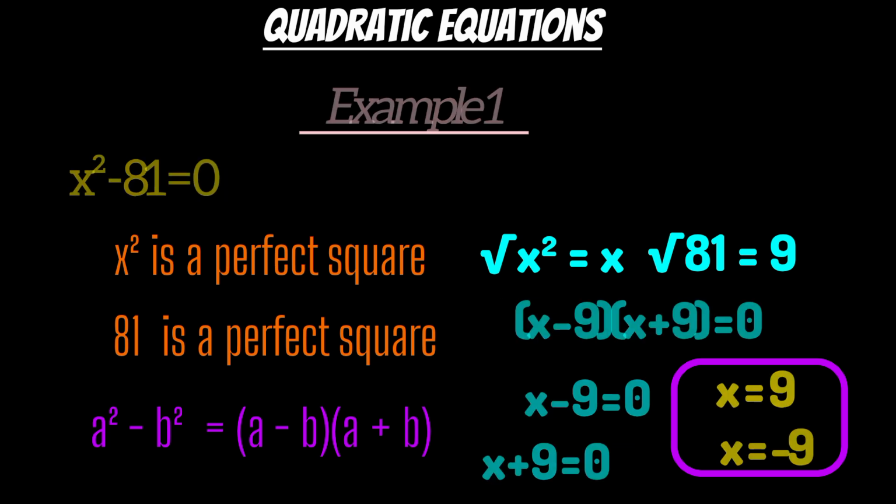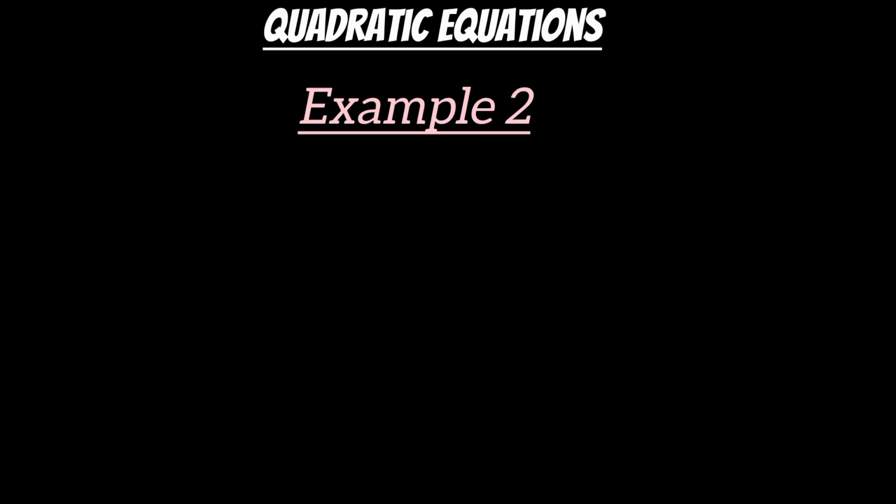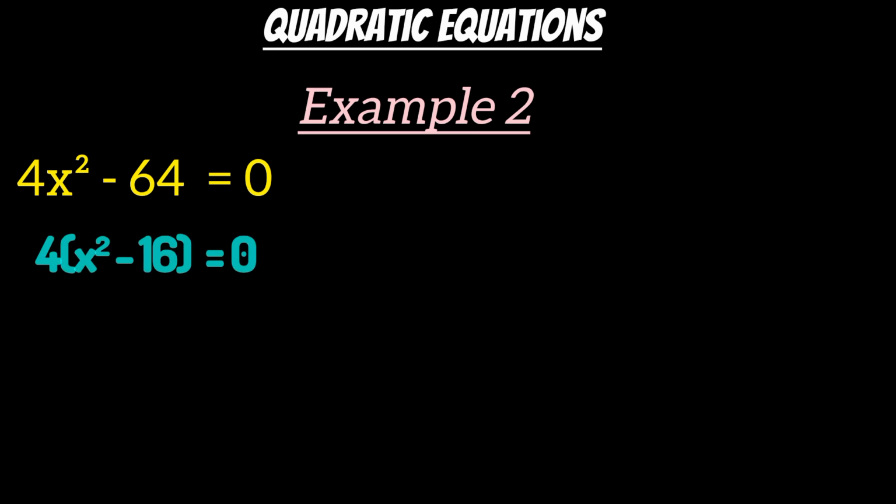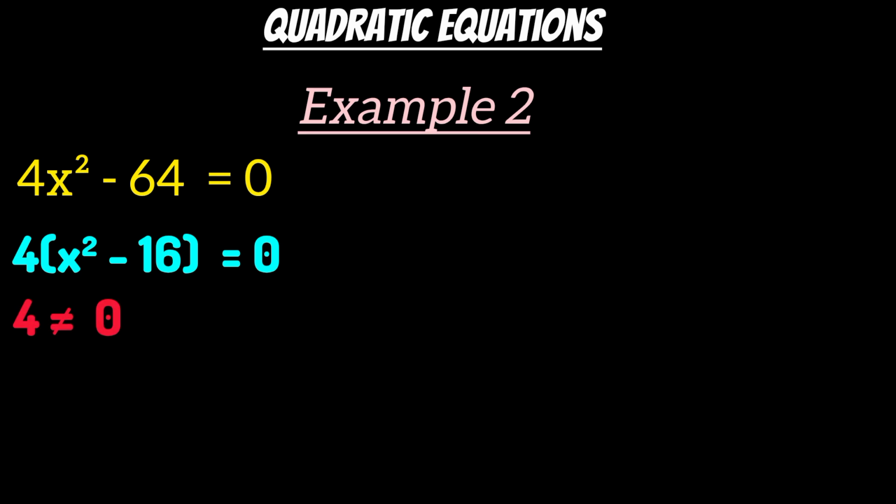Now let us make it slightly harder. Example 2. 4x squared minus 64 is equal to 0. Before doing anything else, always check for a common factor. Both terms are divisible by 4. Factor it out and we shall have 4 times (x squared minus 16) is equal to 0. Since 4 can never equal 0, we shall have x squared minus 16 should be equal to 0.